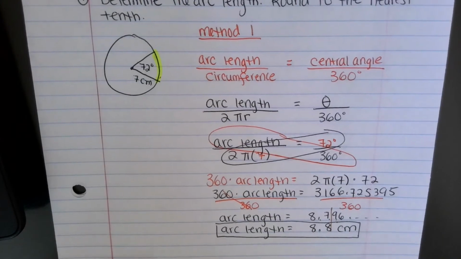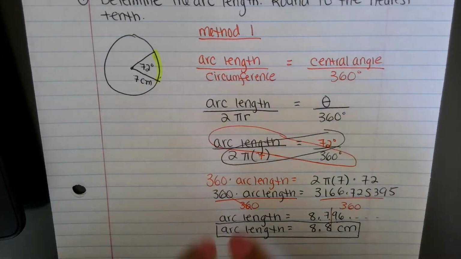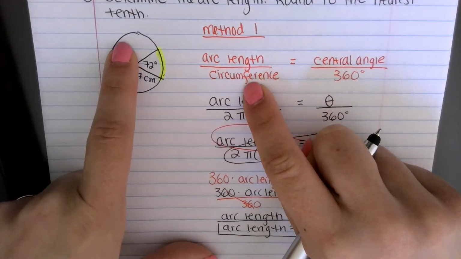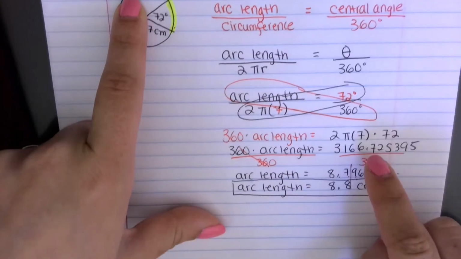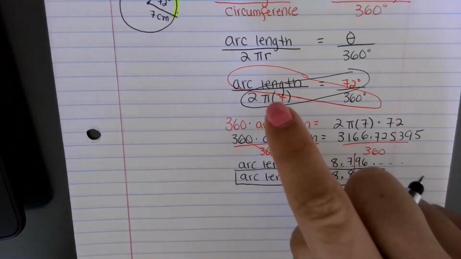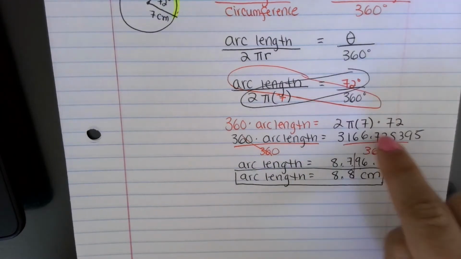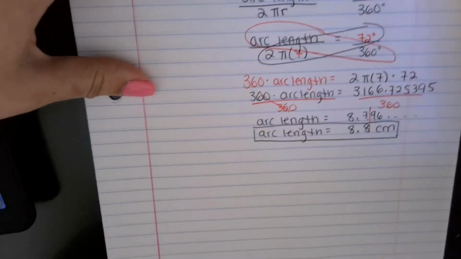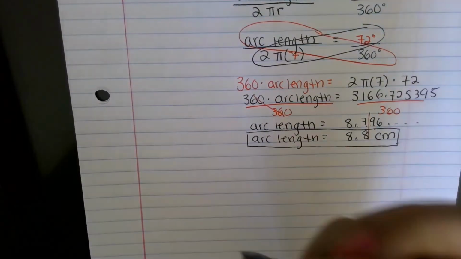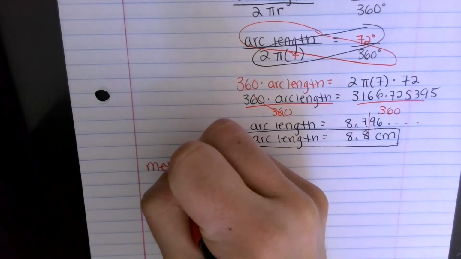What you're doing is you're cross multiplying your little part over the whole circumference, your little degree of the angle over the whole degree of the circle. Notice all you're really doing is taking your circumference times your central angle, and at the end you divide by 360. So with that being said, method 2 is just this formula, if you like this better. And it is faster.